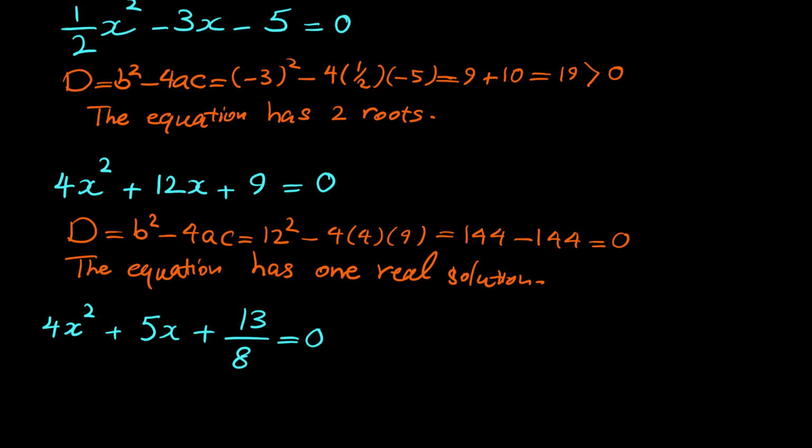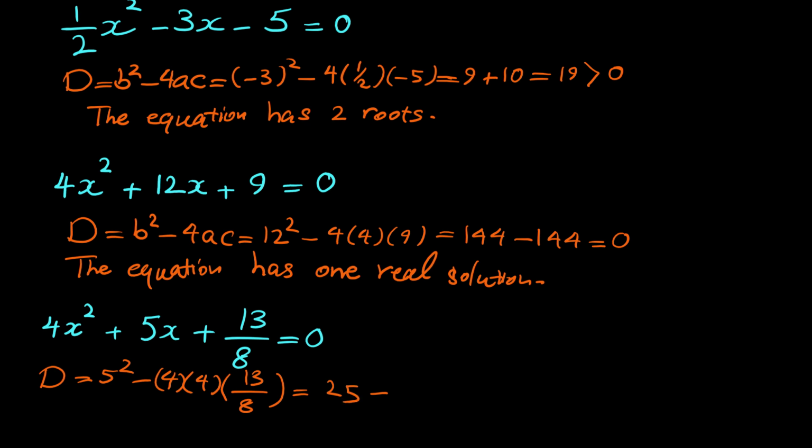4x² + 5x + 13/8. The discriminant is b², 5², minus 4 times 13/8. 5² is 25. Please pay attention to how I calculate 4 times 13/8.